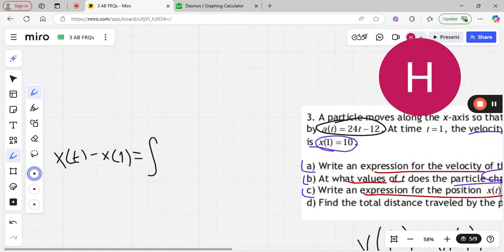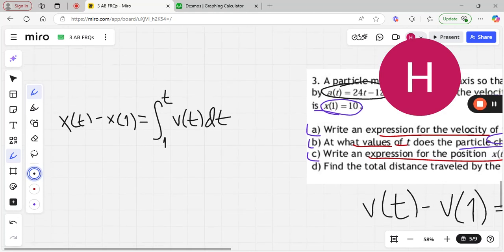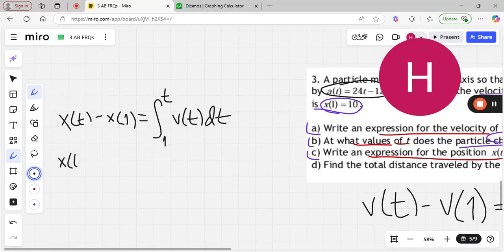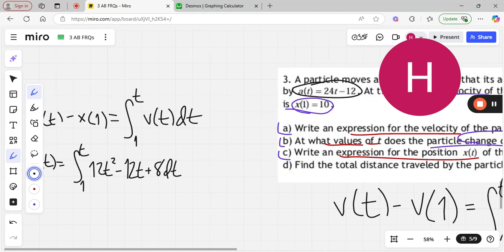So the overall change in the position from 1 to t is the integral from 1 to t of its derivative, which is the velocity. And we're given this initial condition, so x of t is equal to the integral from 1 to t of our velocity, that's 12t squared minus 12t plus 8 dt. And then we're adding x of 1 on the other side, which is our initial condition of 10.